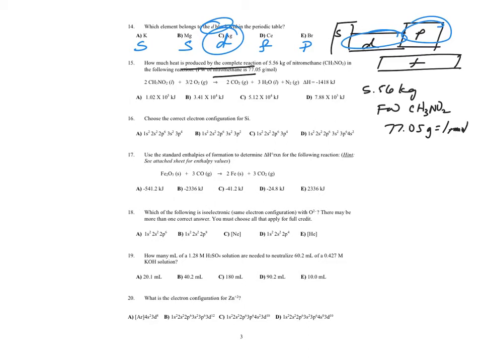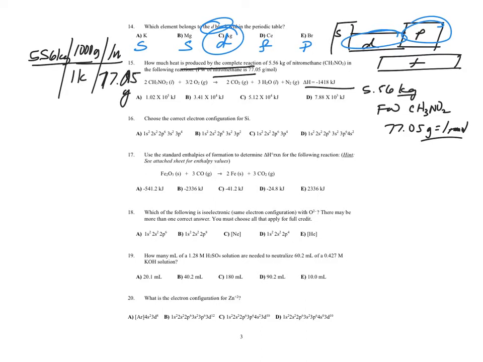This is that area where I told you you're going to have to use this delta H as a conversion factor. So this is your given. You're starting with 5.56 kilograms of nitromethane, and for 1 kilogram you get 1,000 grams, and then you go from 77.05 grams of nitromethane for 1 mole of nitromethane. That's CH3NO2.